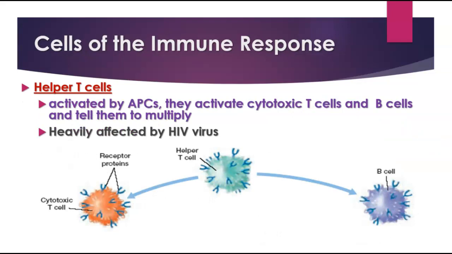Helper T cells are kind of like the major general of the immune system. They are activated by the antigen-presenting cells, and then they can activate the cytotoxic or killer T cells as well as B cells and stimulate both of them to multiply. These are the cells that are primarily affected by the HIV virus, which is one of the reasons that HIV is so severe, because it actually destroys the immune system by deactivating the helper T cells.